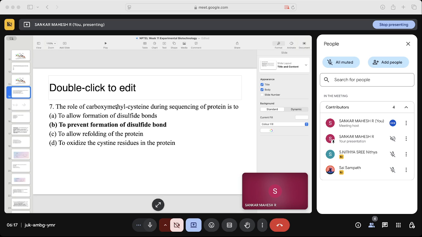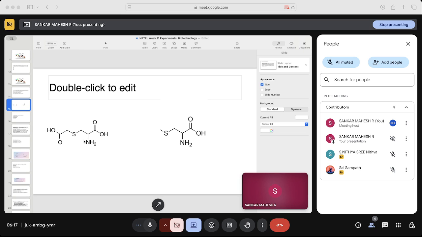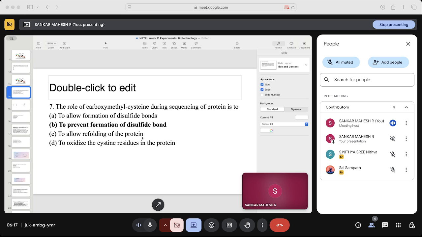So like we saw here, because sulfur's valency has been satisfied here, it can no longer form a disulfide bond. So it prevents the formation of disulfide bond. That's the required answer for this question. Was that clear? Yes, sir. Okay.